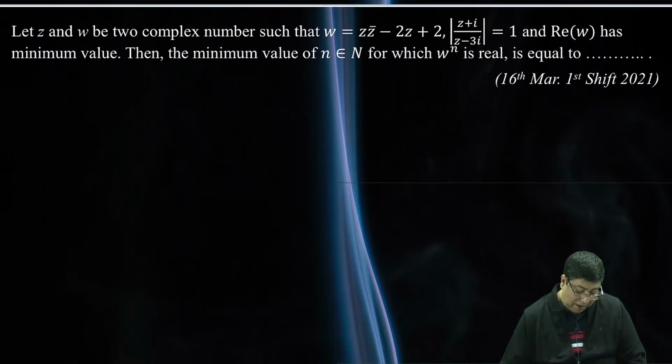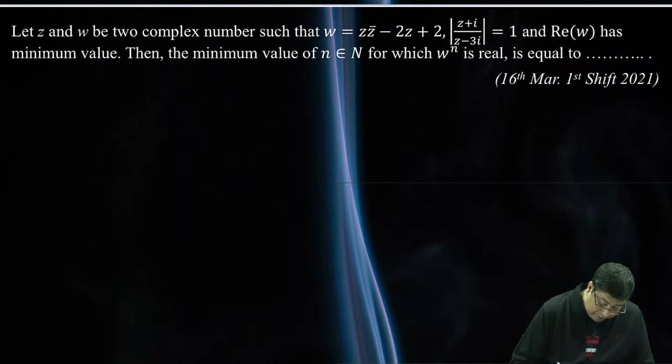Let z and omega be two complex numbers such that omega, or w, whatever you think, is z bar minus 2z plus 2, and given that mod of z plus i by mod of z minus 3i equal to 1. Real omega has the minimum value of n for which omega to the power n is a real number. How to solve this sum?